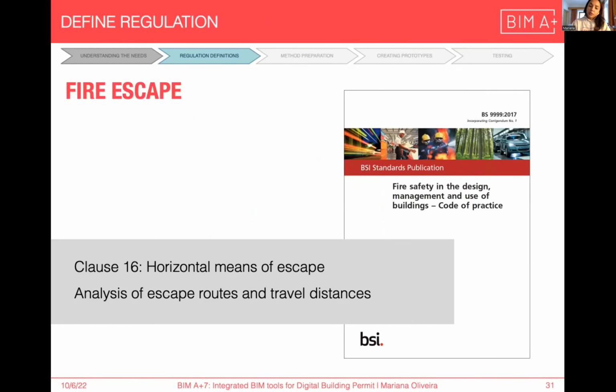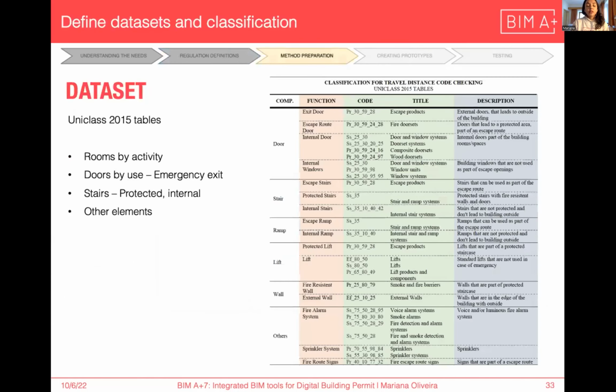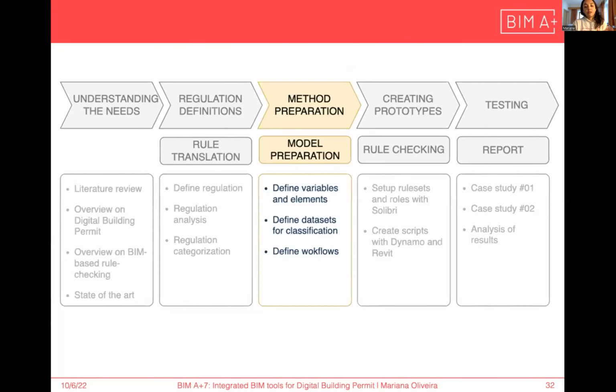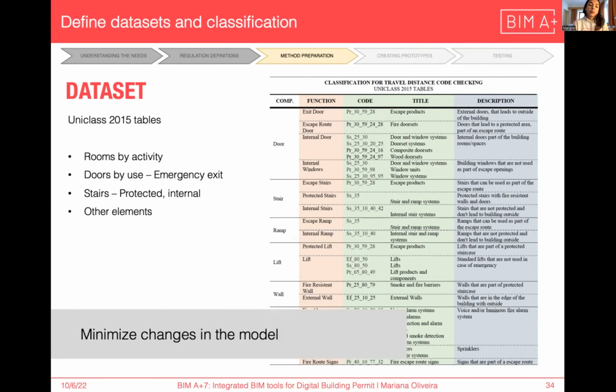Then we narrowed down the process even more, focusing only on the horizontal means of escape, which is the escape routes and the travel distance. For these, we prepared 2 prototypes. First, we prepared the method for how we extract the data from this part of the regulation. We established a data set for the elements that we need to classify on the models, and we used Uniclass tables for classifying those elements.